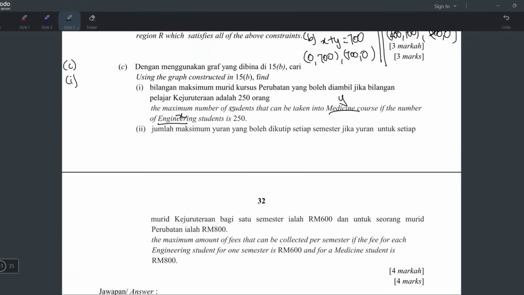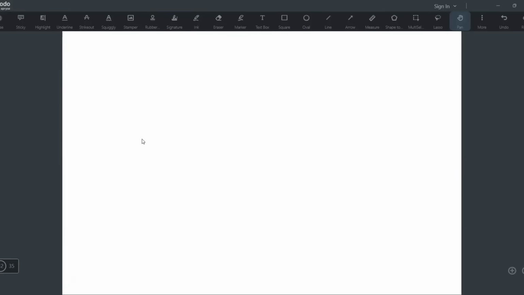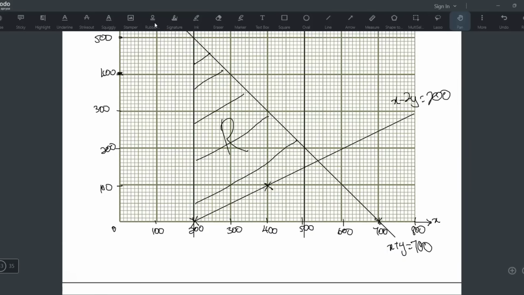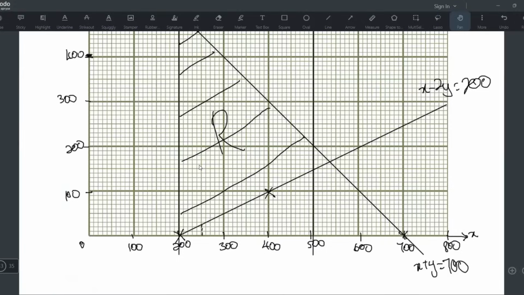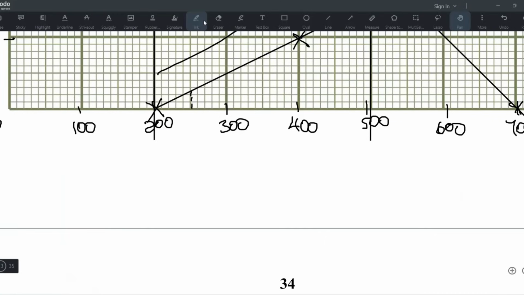So they want to find the maximum number of Y, when x equals 250. So I will write like this: when x equals 250, comma, find y maximum. I will go to the graph, go to the x-axis, find 250, and then draw towards the shaded region. When I draw towards the shaded region, this is awkward, very awkward, because the line is actually here, right?